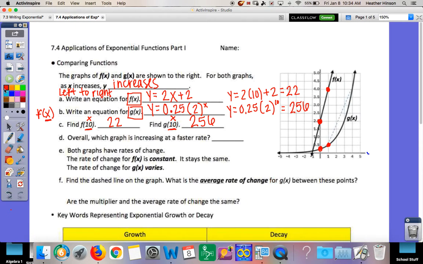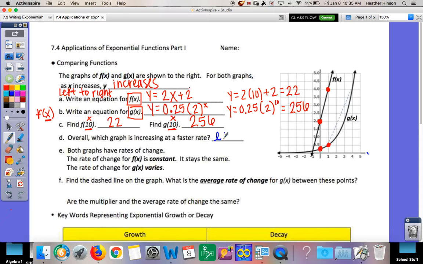But the reason we had you find C is to see what it does once it goes off the graph. What happens when it keeps going up here? Will the exponential ever be faster? And the answer is yes, if we look at the numbers we just found. F of 10, that was only 22. And f of 10 for the exponential, that ended up being 200. So eventually, your exponential will get faster.